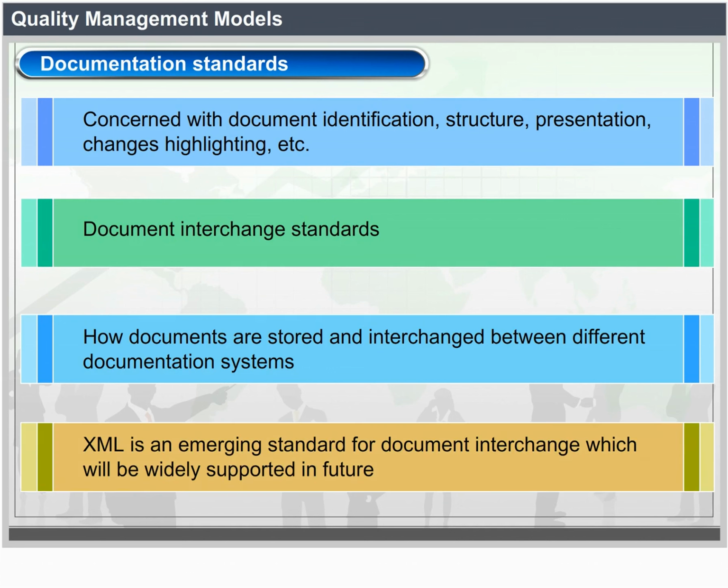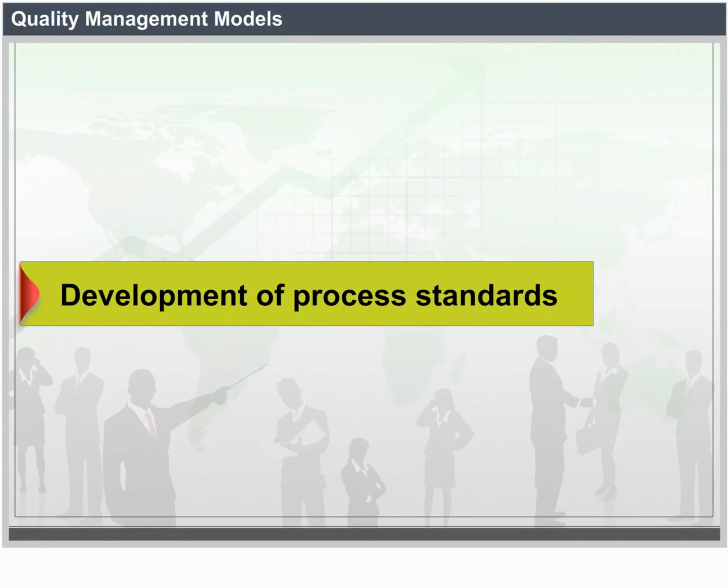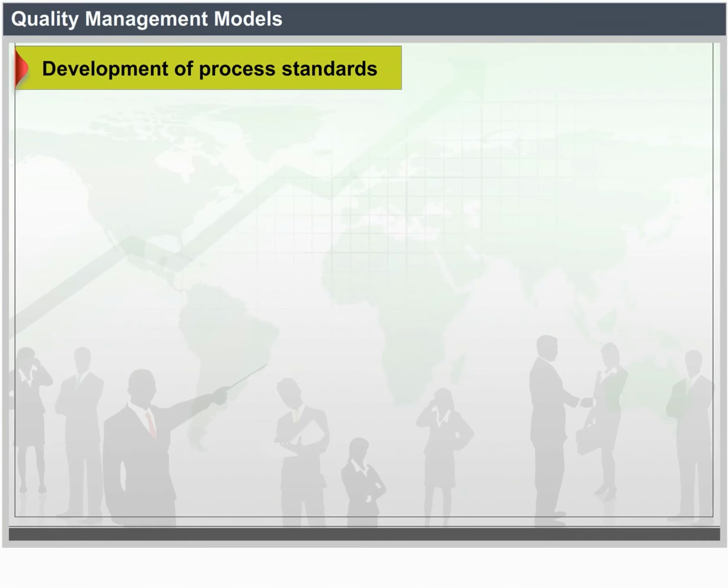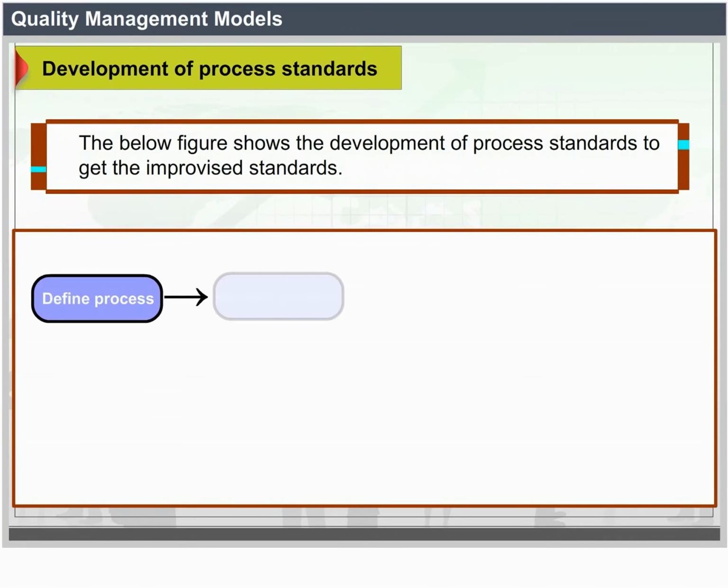XML is an emerging standard for document interchange which will be widely supported in future. Development of process standards. The accompanying figure shows the development of process standards to get the improved standards.